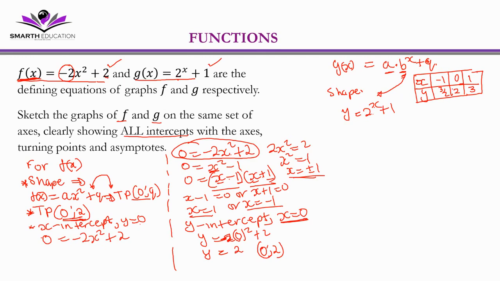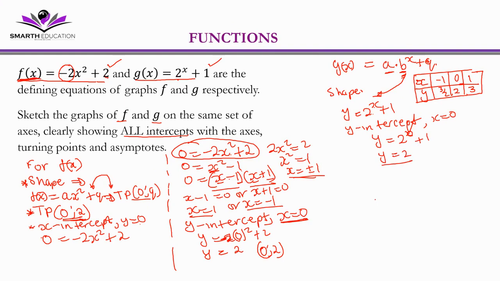Okay, we're going to use the table and also this. And then what else do we need? The y-intercept. For the y-intercept, x is equal to 0. So it's going to be y is equal to 2 to the power 0 plus 1. So your y is equal to 2.